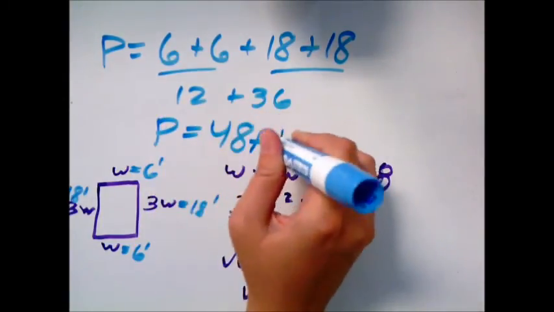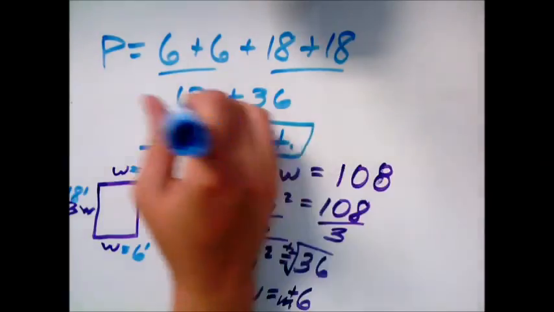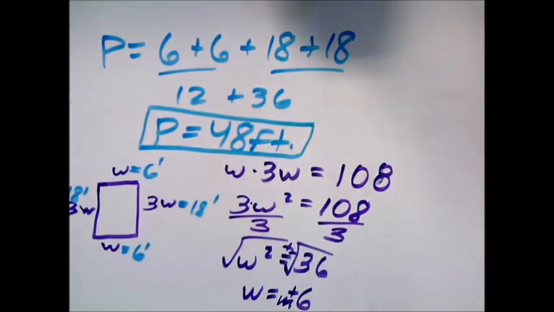And then we definitely want to label if this was square feet. And even I just labeled these with the dash for feet, but they're all feet. So my perimeter is 48 feet.